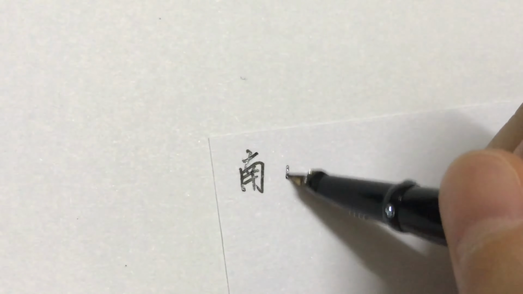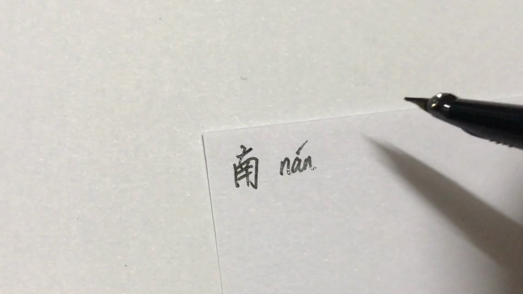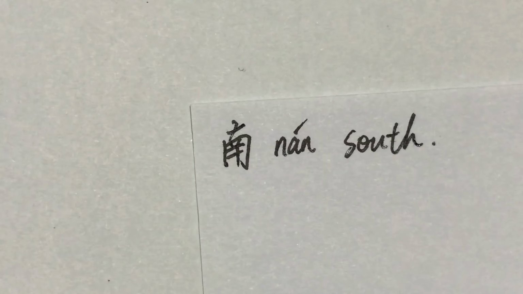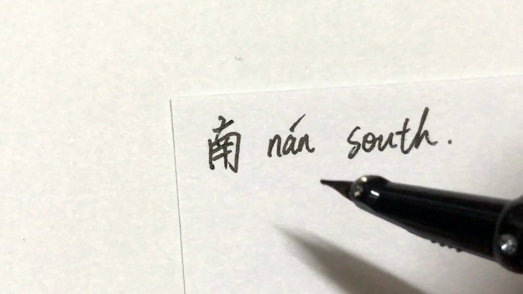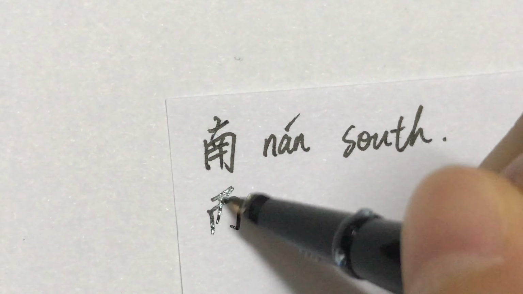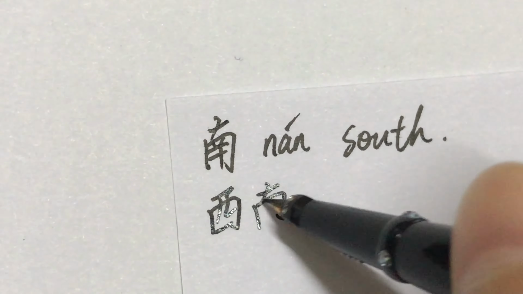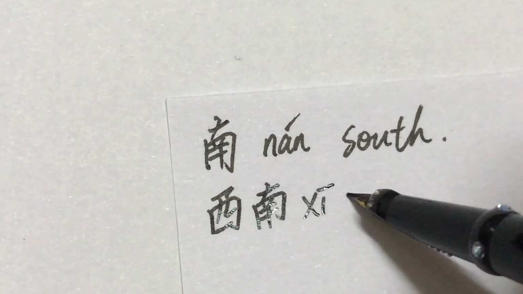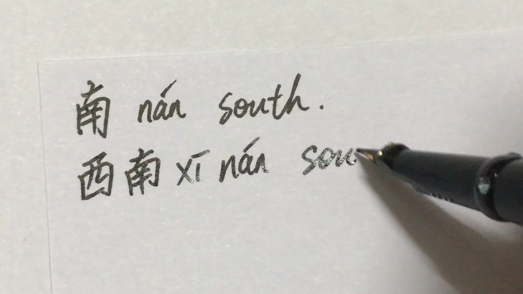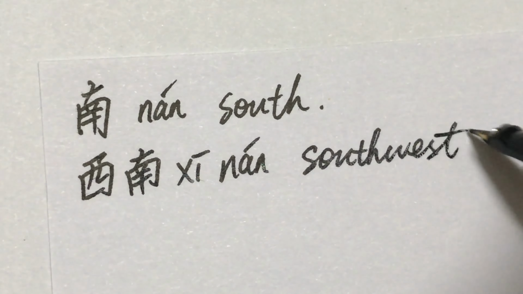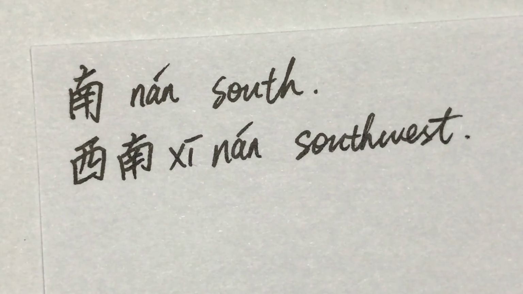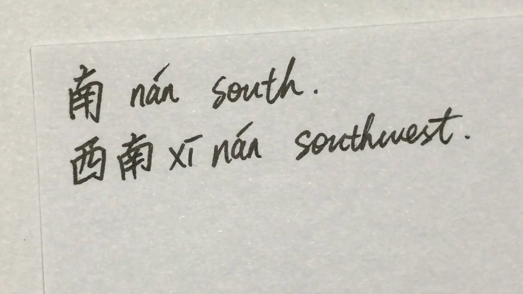Nan, south. For example, 西南, southwest. Southwest. This river flowed southwest to the Atlantic Ocean.